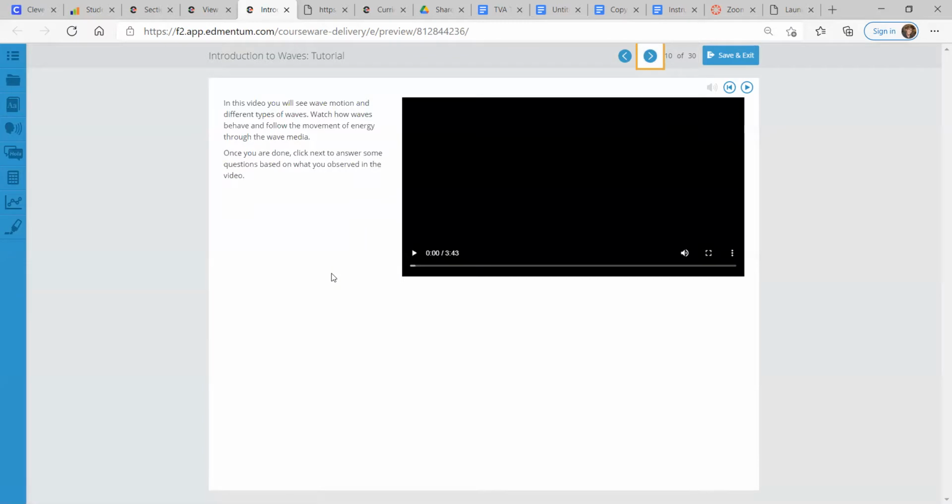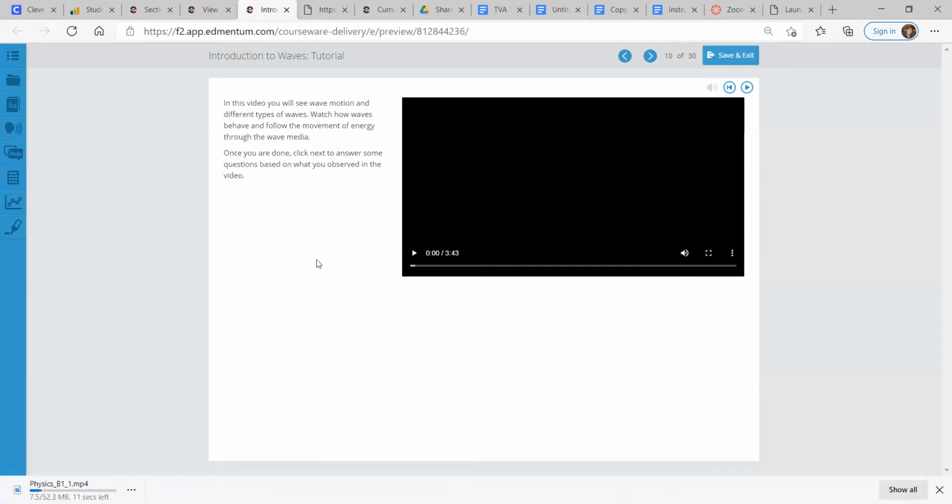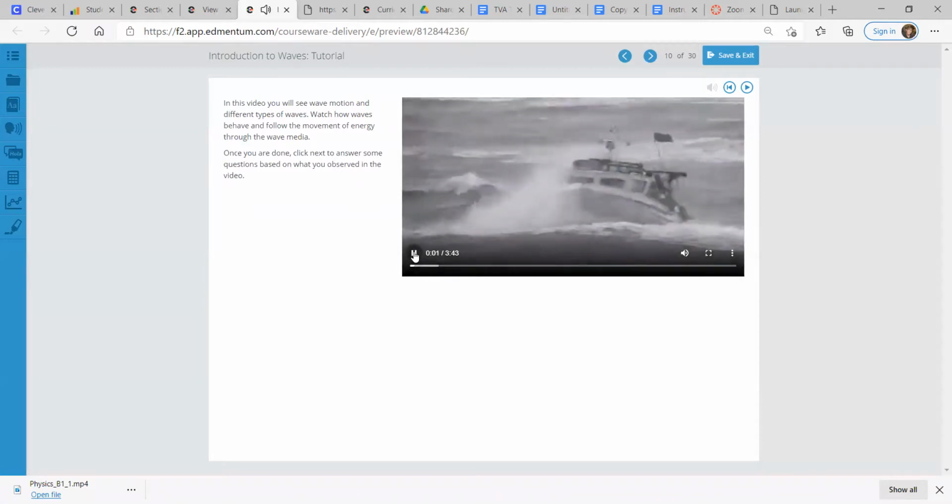Here we have a video, and I'll upload this to the Canvas page as well. Here, I'll download it right now. And you'll see wave motion and different types of waves. And in that video, watch how waves behave and follow the movement of energy through the wave media. Media is the plural form of medium. Fun fact: medium is one, media is two or three mediums.